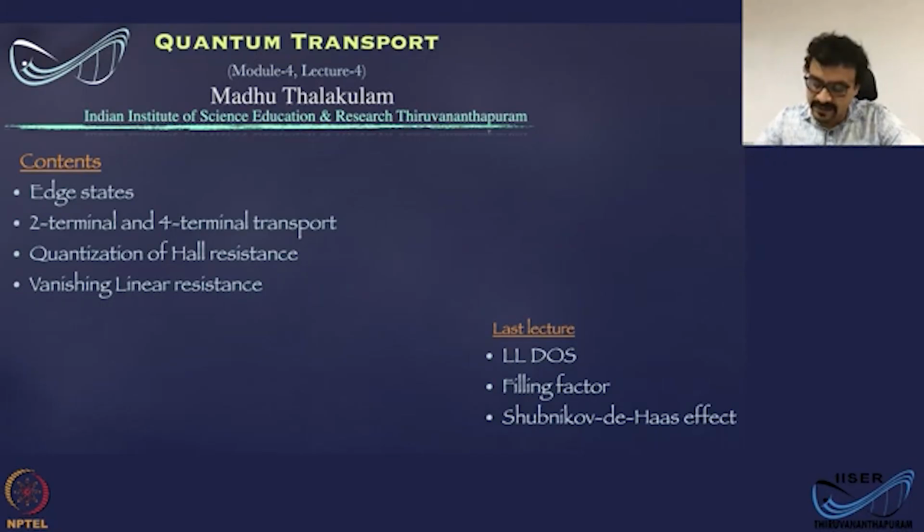In the last lecture, we looked into the Landau-level density of states, the concept of filling factor, the Shubnikov-de Haas effect. In this lecture, we will discuss the edge states, two-terminal and four-terminal transport, quantization of the Hall resistance, and the vanishing linear resistance, that is the Shubnikov-de Haas effect, a little bit more in detail. All right.